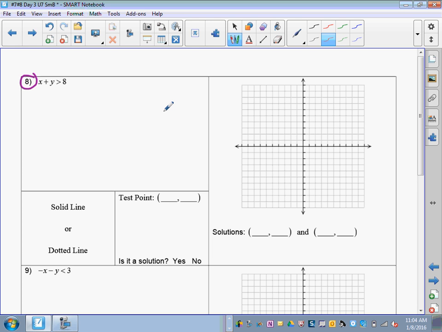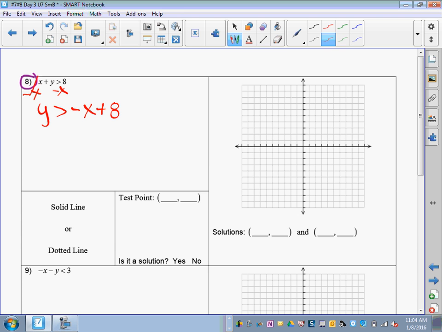All right, number 8 says x plus y is greater than 8. So we need to get y by itself. How do I get y by itself? Joe, how do I get y by itself? Minus x. Very good. Thank you. Subtract x from both sides. So we have y is greater than negative x plus 8.